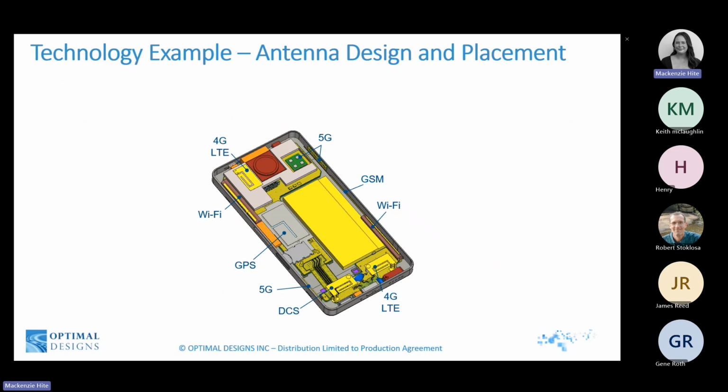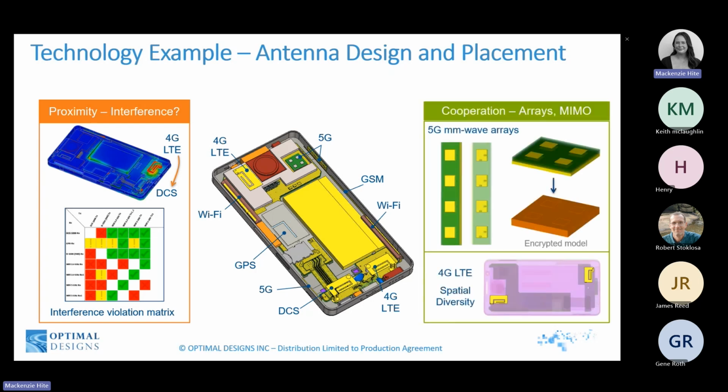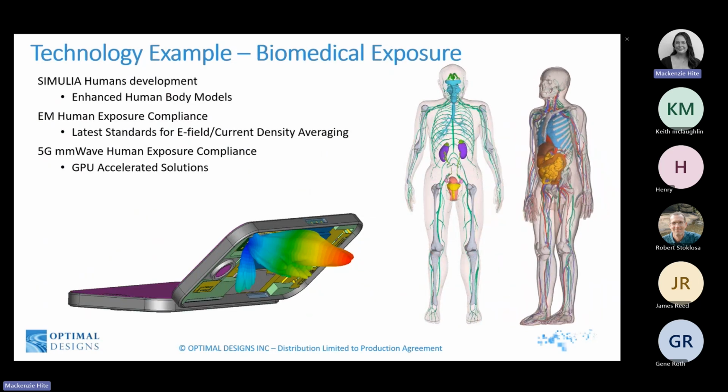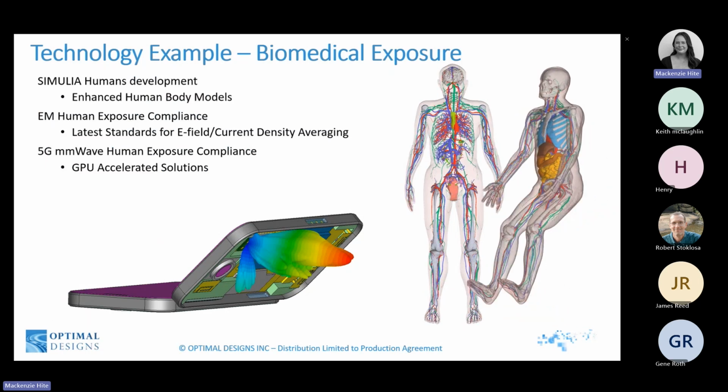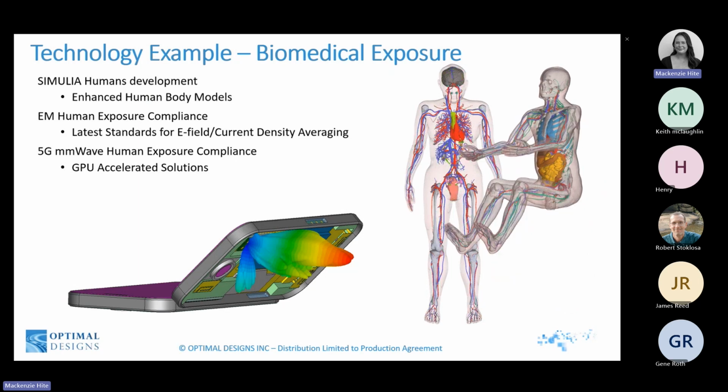A recurring technology example is antennas. And in this slide, we see a common mobile phone which operates with 6 different antennas. CST not only allows the design of a single antenna or array, but also the complete operating analysis of the phone and if an interference violation exists. Another technology example which is related to antennas is biomedical exposure. CST includes a library of biomedical models as well as post-processing templates for exposure analysis.